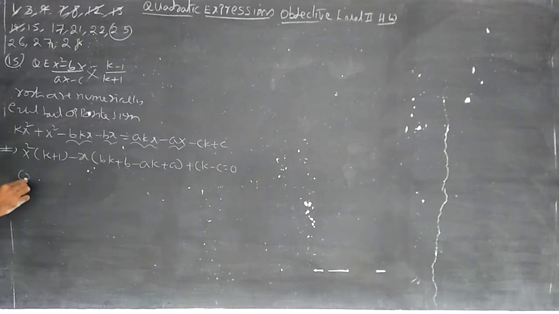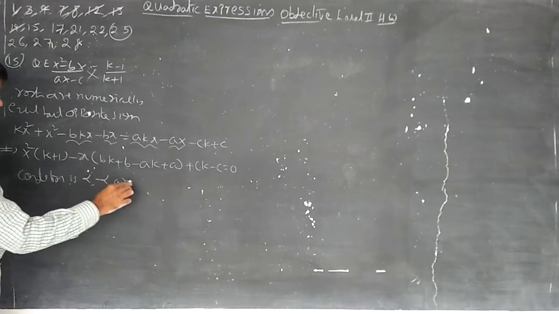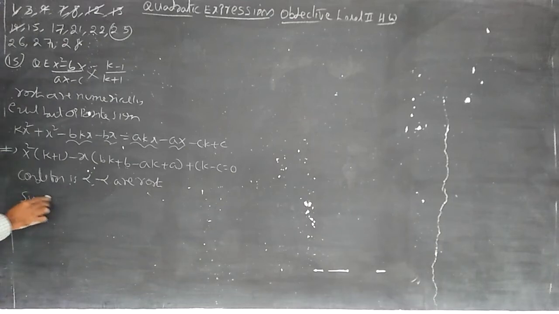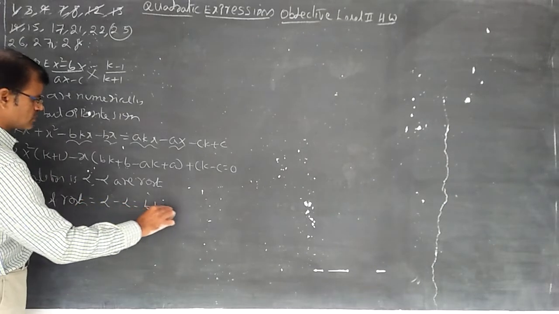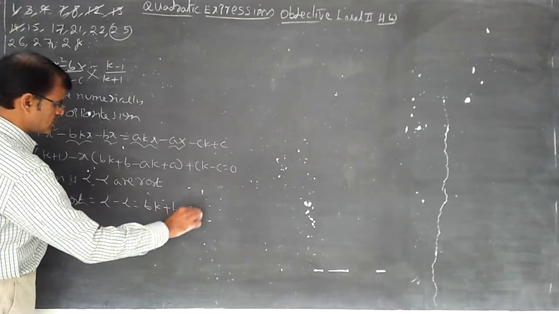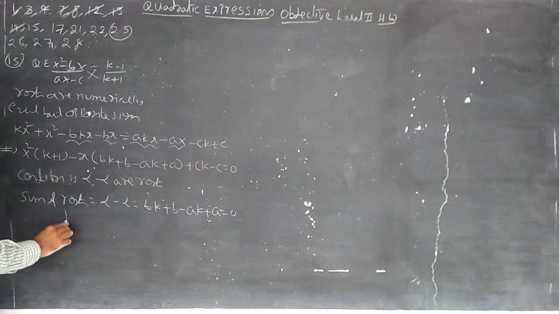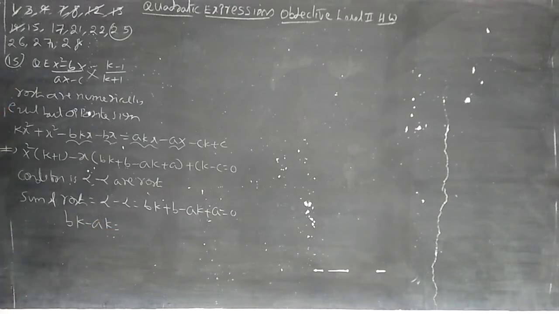Now the condition is alpha comma minus alpha are roots. Whenever alpha comma minus alpha are roots, then the sum of roots is alpha minus alpha, which is equal to 0. So bk plus b minus ak plus a is equal to 0. So bk minus ak is equal to minus a minus b.